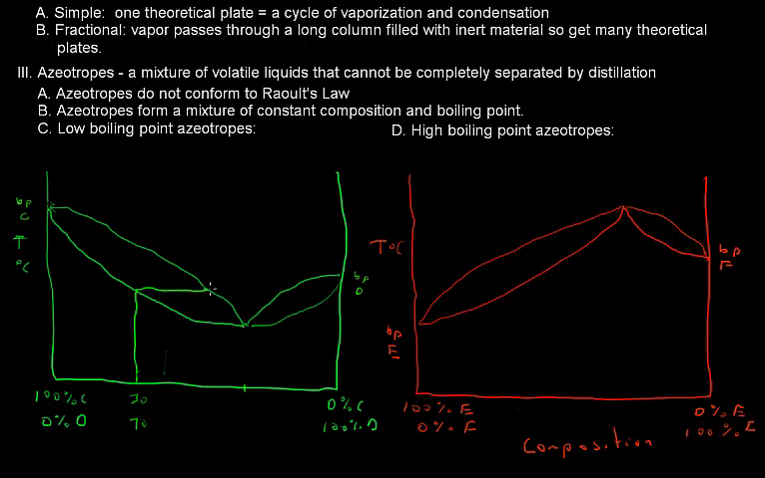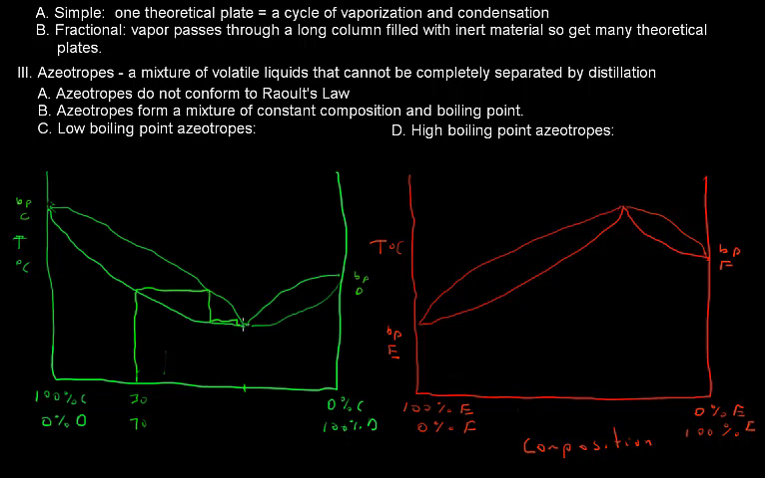If we're doing a fractional distillation, as we should be, this will be the composition of the liquid when the vapor condenses, and then we go over another theoretical plate, and another cycle, and eventually we reach this point here, which is the azeotropic composition. You can't get past that.